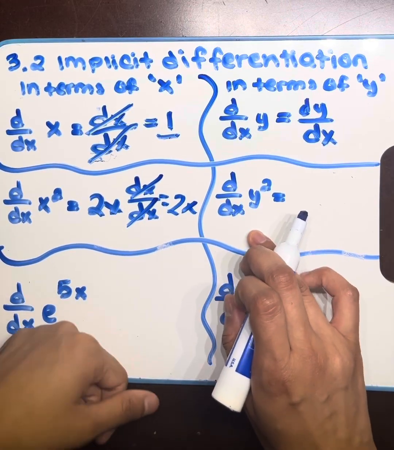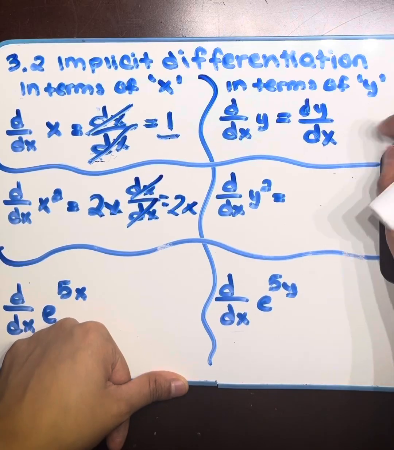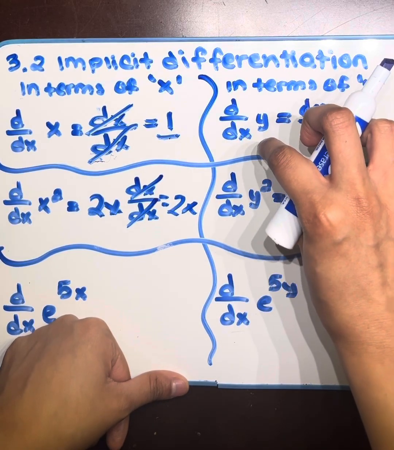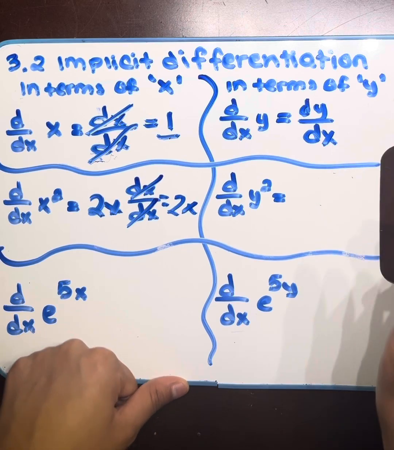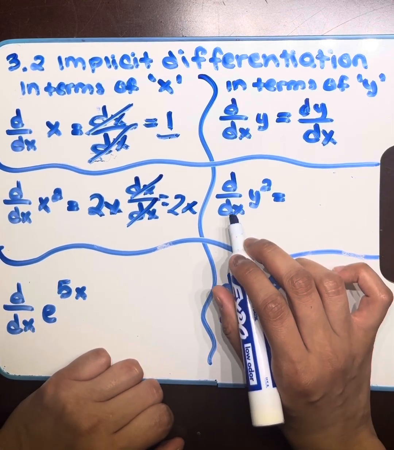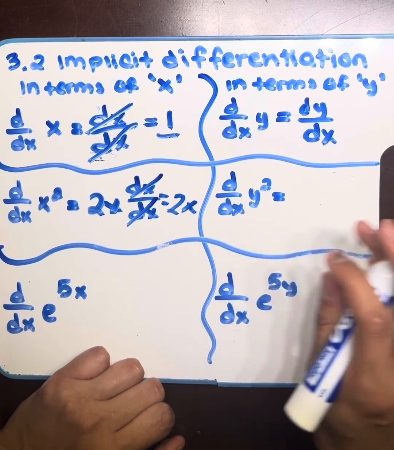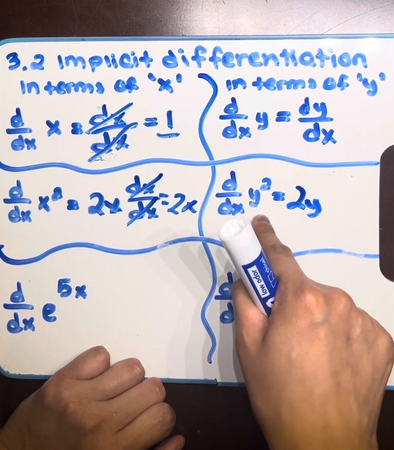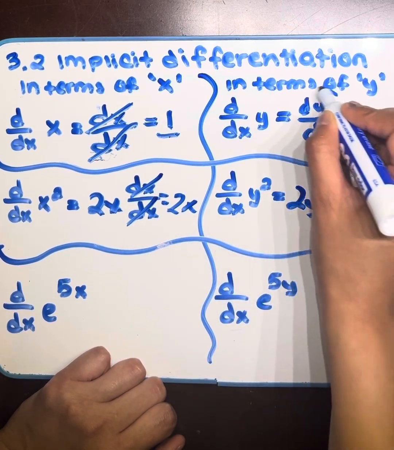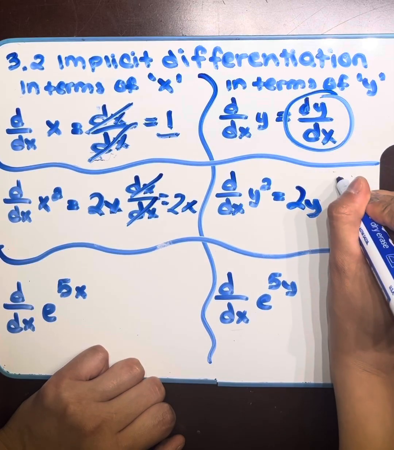For this one, we're going to be essentially doing the same thing. So whenever we take the derivative of y, we essentially have to add a dy over dx. Now in this equation, the derivative of y squared is just going to be 2y. But since we took the derivative of a y variable, we will have to add a dy over dx.